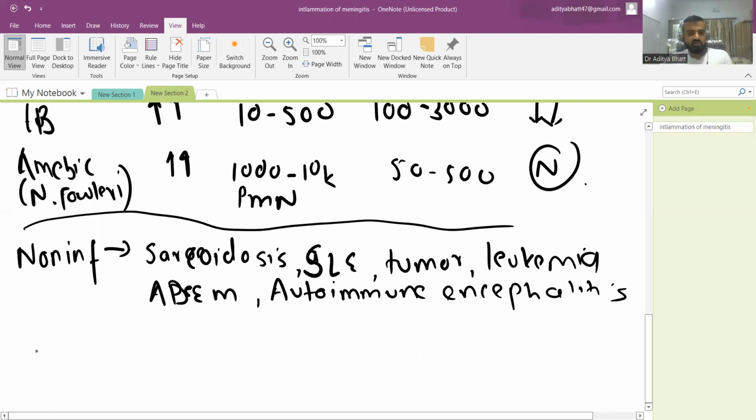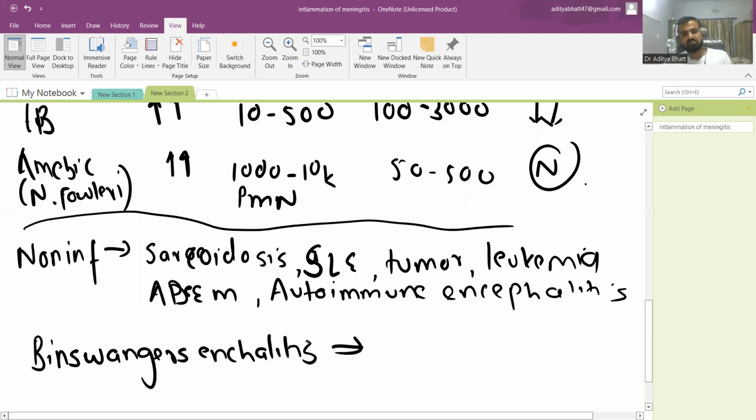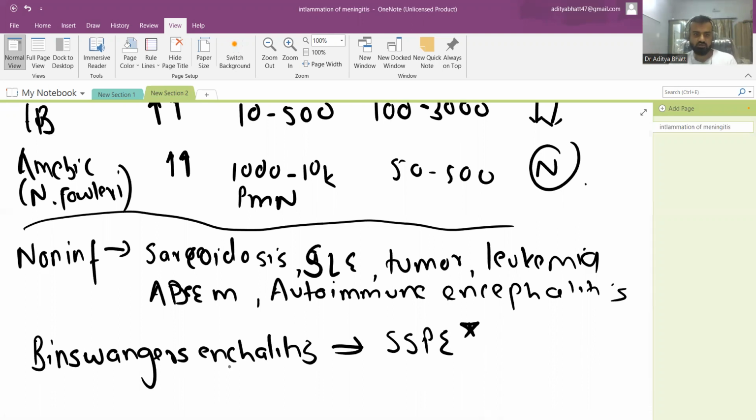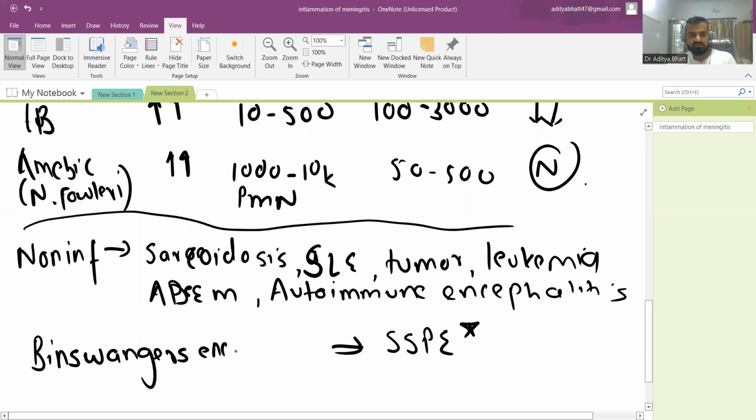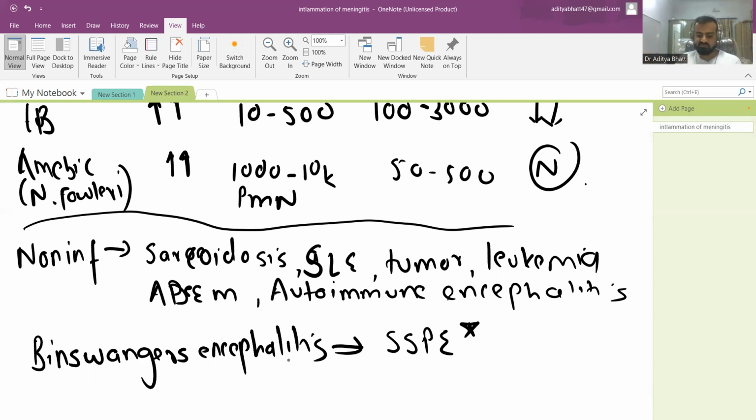Now there is one named encephalitis known as Binswanger's encephalitis, and it is seen with measles or SSPE. The complication that you see in patients, oh sorry, the spelling is grossly wrong for encephalitis. So it is seen in SSPE. It is an autoimmune reaction, and it is Binswanger's encephalitis, and it is also seen in SSPE. So this is one of the questions.